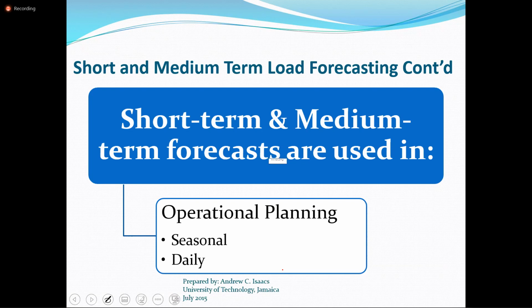So the short term and medium term, as we said, these plans are used to guide operation. So which units are we going to be bringing on at a particular time on a particular day? In terms of major maintenance, we're going to be looking at our medium-term plan. All right.